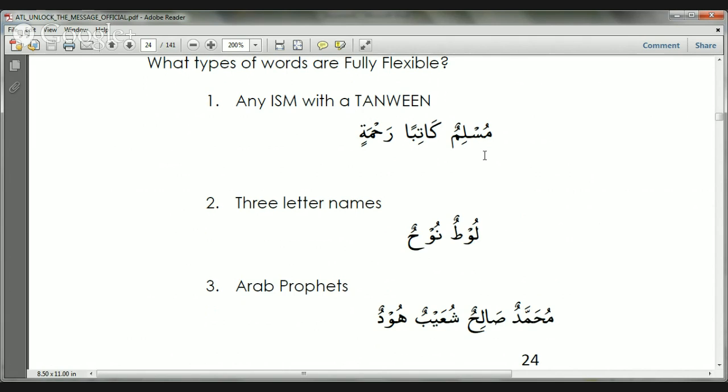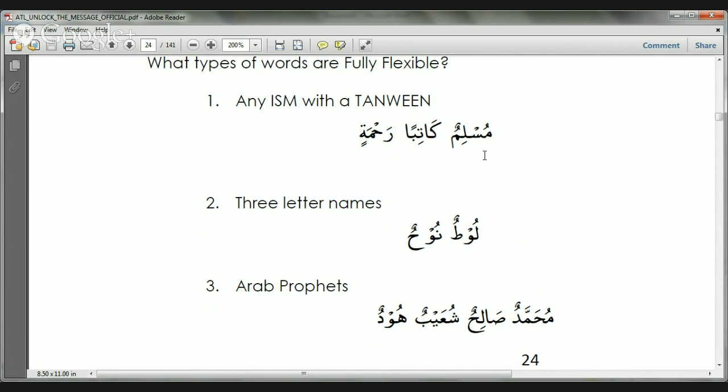With tanween. So let me ask you this. If a word does not have tanween, can it be fully flexible? By default, if a word has tanween, it is considered fully flexible. So that means the opposite is what? If it does not have tanween, it is not fully flexible. If it does not have tanween, most likely it is not fully flexible. But that's if the default status of it is supposed to be tanween.